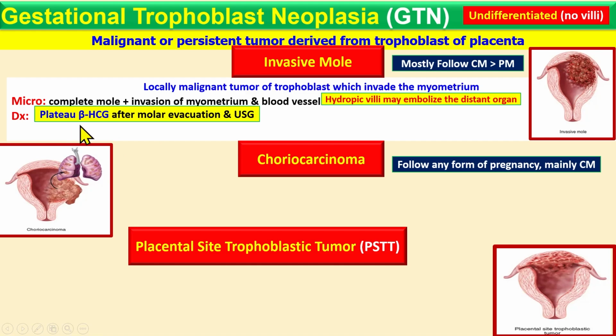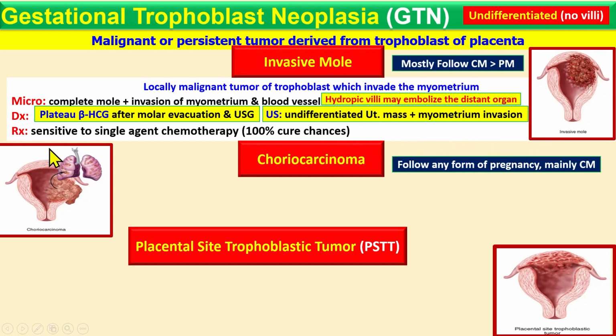For the differential diagnosis, you look for a plateau of beta HCG after molar evacuation, and it is confirmed by ultrasound, where you see an undifferentiated uterine mass plus myometrium invasion. In treatment, they are sensitive to single agent chemotherapy, with 100% cure chances. You can repeat the hydatidiform mole treatment, dilation and curettage, then follow with single agent chemotherapy. Initially it was difficult, but thanks to methotrexate, single agent chemotherapy, cure rates are 100%.